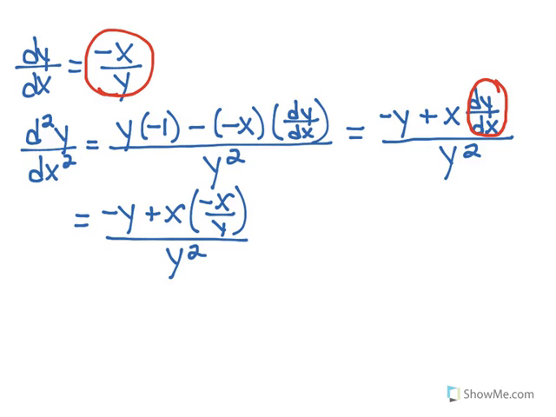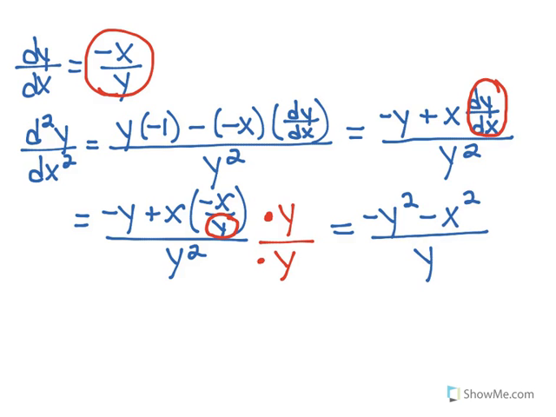And now I have a fraction in a fraction. So the easiest way to clear that out is to multiply by the denominator in the top. So I'm going to multiply the top by y and the bottom by y to make that go away. So here's what I'm going to get from that multiplication. Negative y times y is negative y squared. I'm going to have plus x times negative x, and those two y's cancel off, so I'll be left with minus x squared all over y squared. Oh, I'm sorry, y cubed. So negative y squared minus x squared all over y cubed.